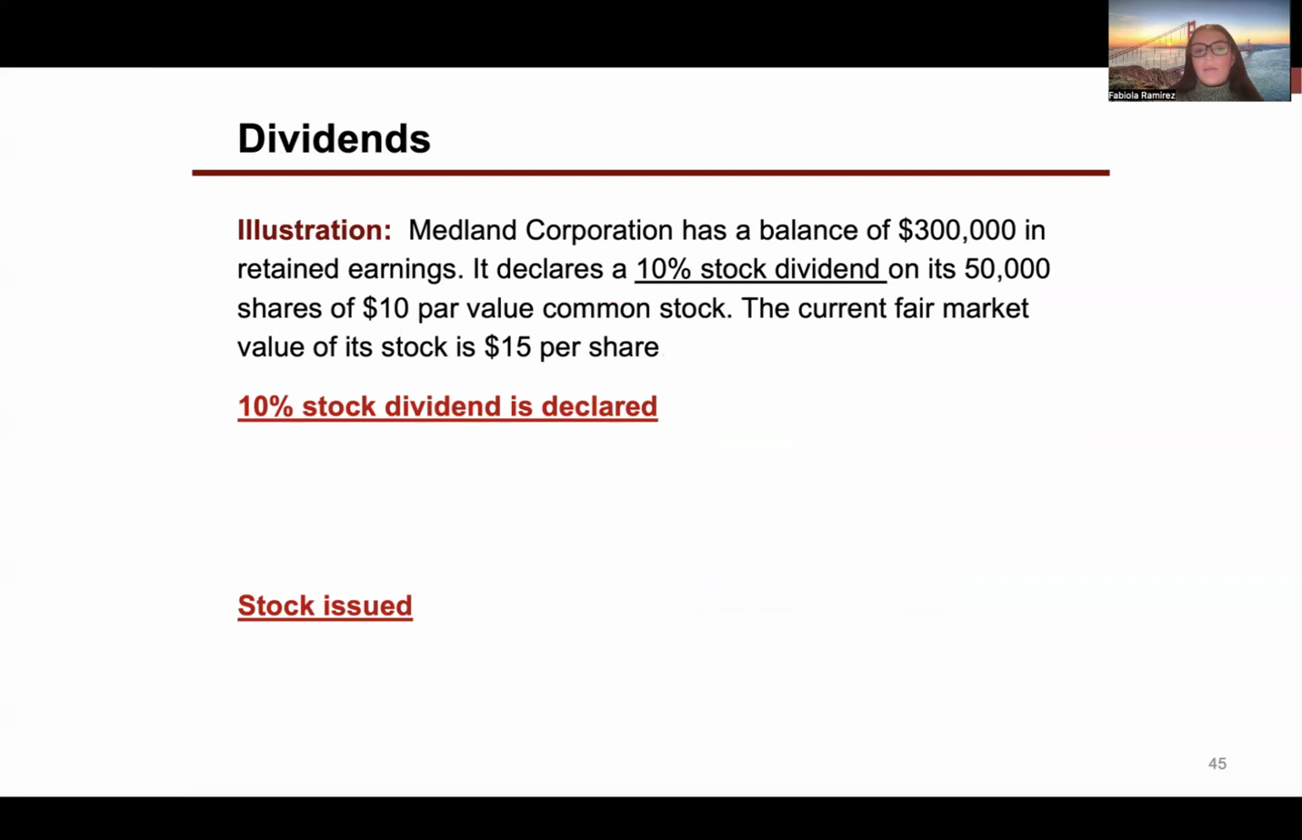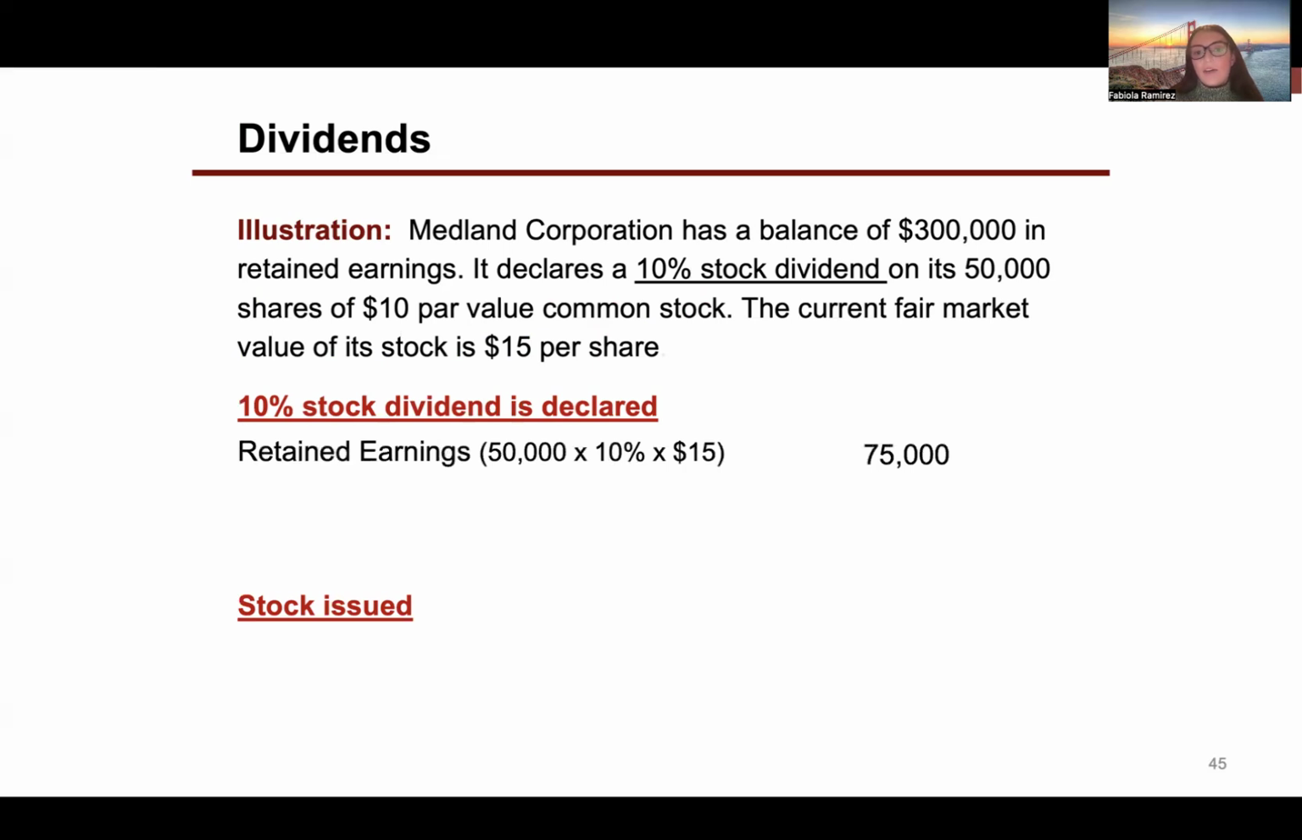In this example, Medland Corporation has a balance of $300,000 in retained earnings. It declares a 10% stock dividend on its 50,000 shares of $10 par value common stock. The current fair market value of its stock is $15 per share. This is a small stock dividend.